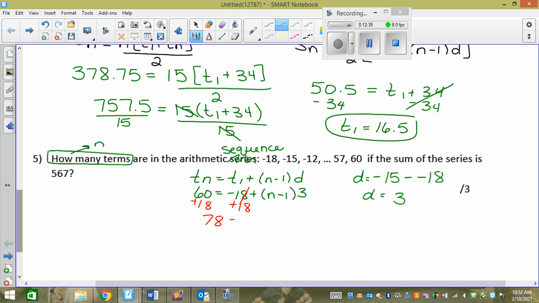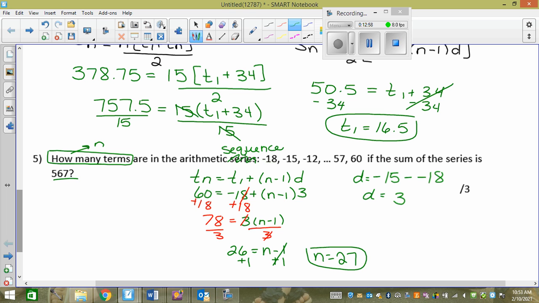78 equals 3(n minus 1). Divided by 3. 78 divided by 3 is 26. Yeah. Add 1. n equals 27.